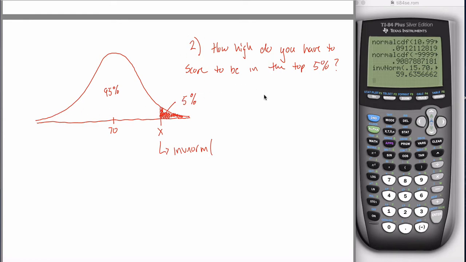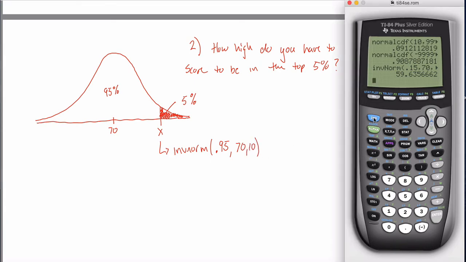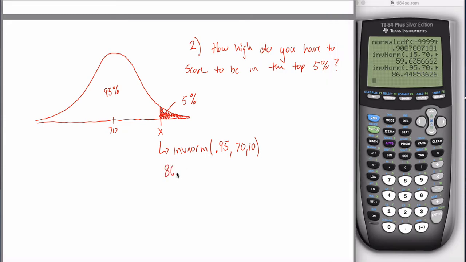You could restate this question to be, how high do you have to be to score higher than 95% of all people that take this test? Same thing, top 5% or higher than the bottom 95% means the same thing. But importantly, when you're using inverse norm, you have to tell it 95% and then your center and then your spread. So same thing, second, then variables, getting to distribution, inverse norm, and then the area below is 0.95. The center is still 70, the spread is still 10. I hit paste and it kicks out this score, 86.45, if I asked you to round to 2 decimal places.